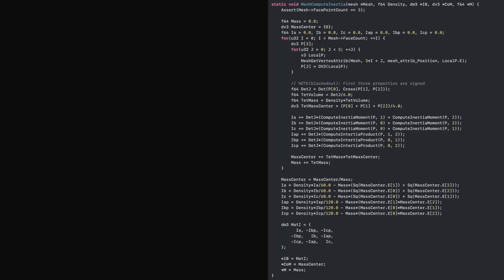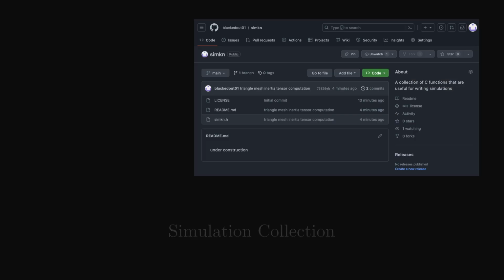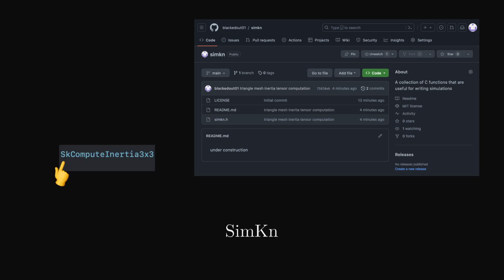Lastly, if you want to use the code I presented today, I uploaded a C version of it to my GitHub. I want this repository to be a collection of all the simulation code I needed to create my physics engine, and maybe even beyond that. Which is why I'm calling it simkn for simulation collection. I chose a k instead of a c because the function prefix sk is easier to type than sc.